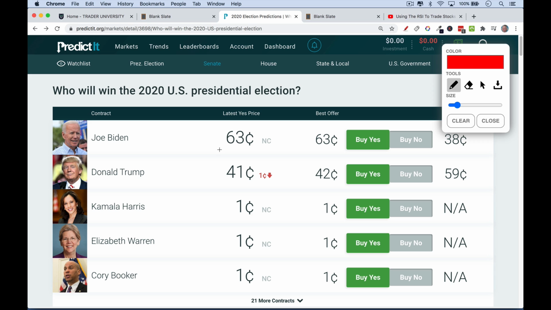So, for example, who will win the 2020 U.S. presidential election? The fact that Joe Biden right now is trading at 63 cents means that there's a 63% chance that he will win the presidential election next week. There's a 41% chance that Trump will. Now, this is assuming that this prediction market is correct. You can argue with it. You can say that this is priced incorrectly, and this is actually a way to profit from it.